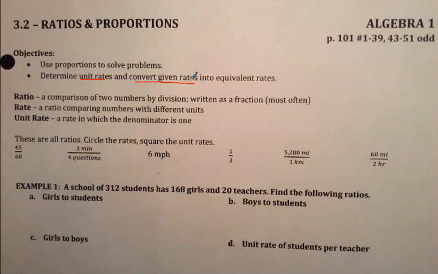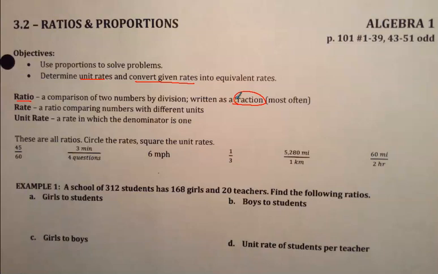So let's look at some vocabulary first. First thing we have, a ratio, is a comparison of two numbers by division. It is written as a fraction most often. So a fraction is a ratio. It's not always written as a fraction, but a fraction is a ratio.